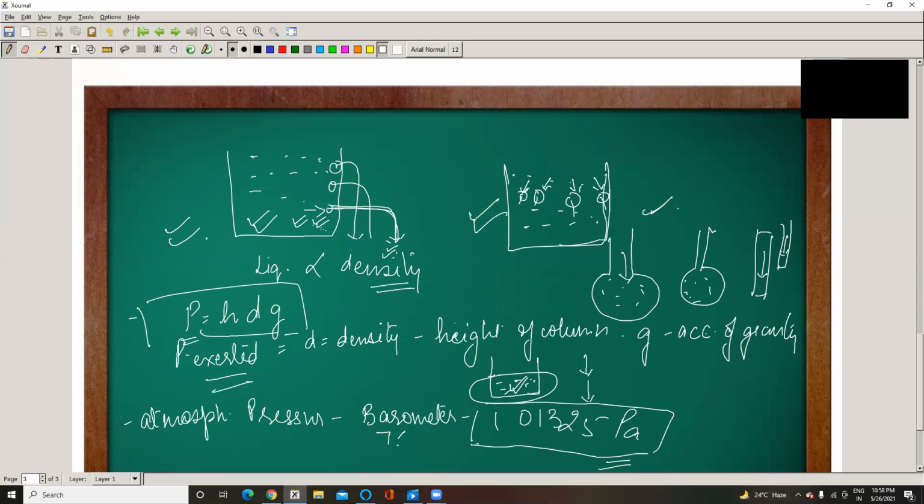Because the atmospheric pressure ka mercury level that is 1376. So they have actually made you do the calculation. But usually we say that the value of this standard atmospheric pressure is 101325 Pascal. You can write it like this also, 1013, if it is stress nahi ho raha, you can write it like this also.